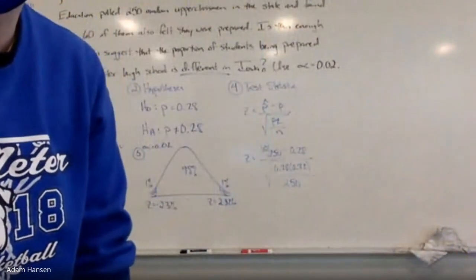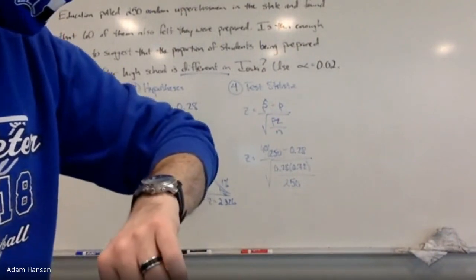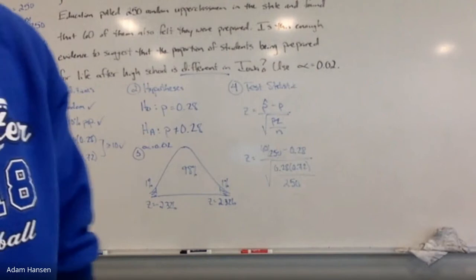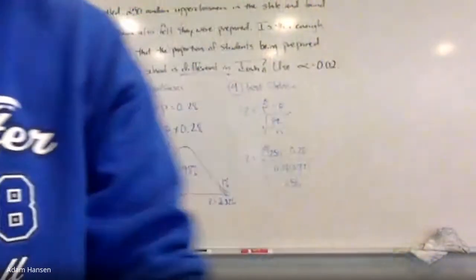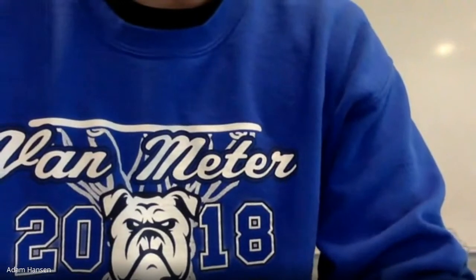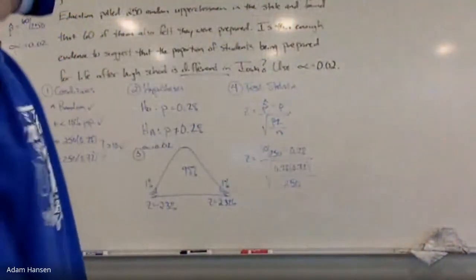Did you guys get this typed into your calculator? Negative 1.41. All right, let's check that here. Make sure we all got it. 60 out of 250 minus 28%. The difference in the two proportions divided by the standard deviation to convert it to a z-score. 28% times 72% divided by 250. Yeah, I agree. Negative 1.41.